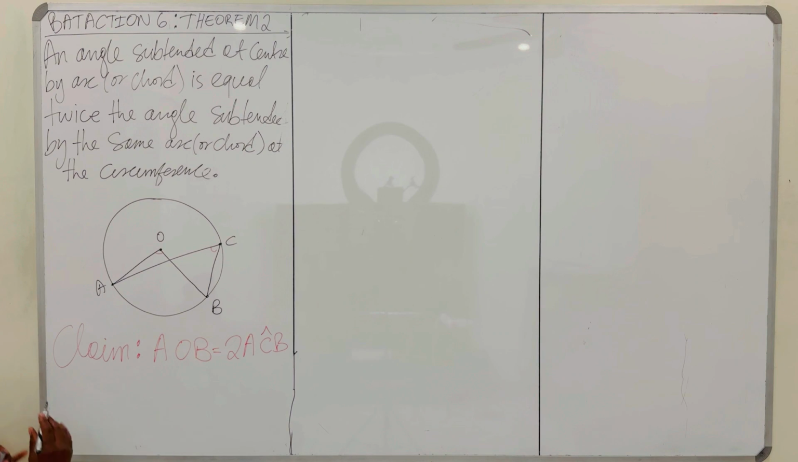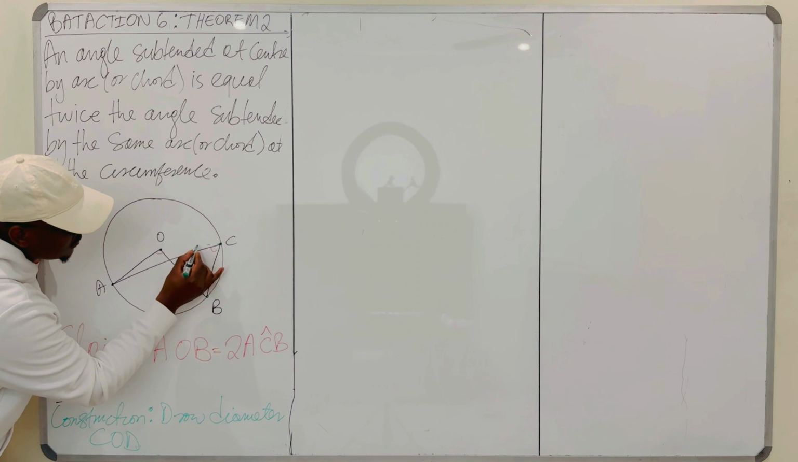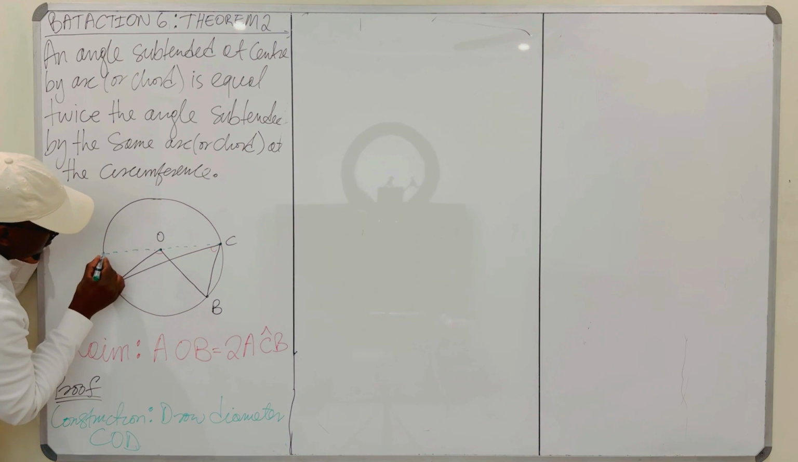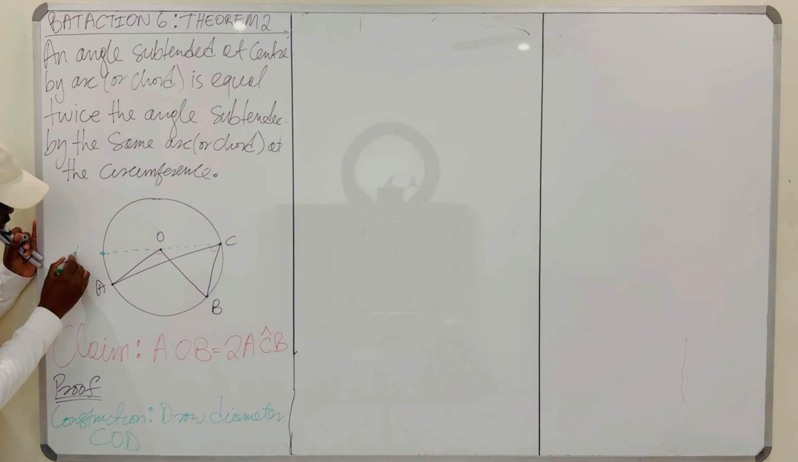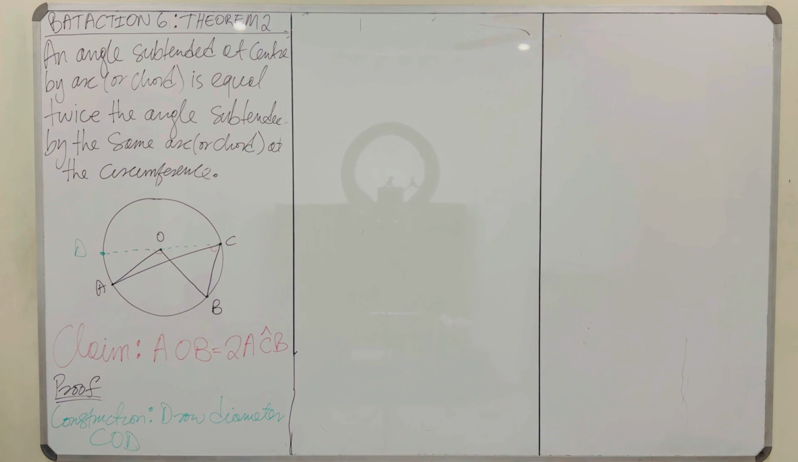Let's go to the proof. What do we need first? It's a construction. Same construction. What did we construct there? The diameter. Construction. I said draw diameter COD. Here's C. Here's O. I think D is somewhere here. Do you guys agree? Yes.